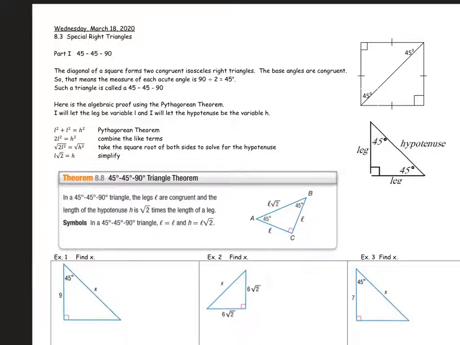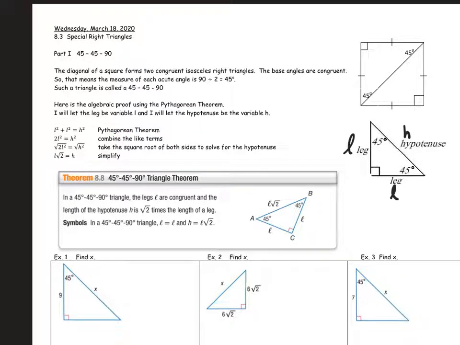We can prove theorem 8.8 using the Pythagorean theorem. If you look at this triangle that I have right here, I've got a leg, and a hypotenuse. I'm going to abbreviate the leg as the variable L. So both those legs are going to be L, and the hypotenuse will be H. I'm going to use the Pythagorean theorem to solve for the variable H. So if you look over here, you'll see that I start off with L squared plus L squared equals H squared, and that's because of the Pythagorean theorem.